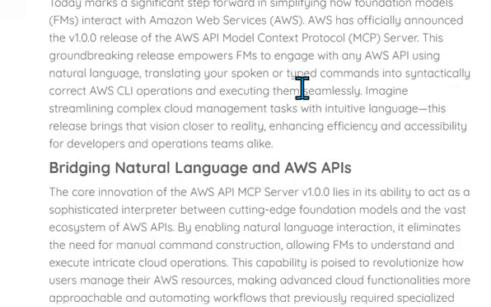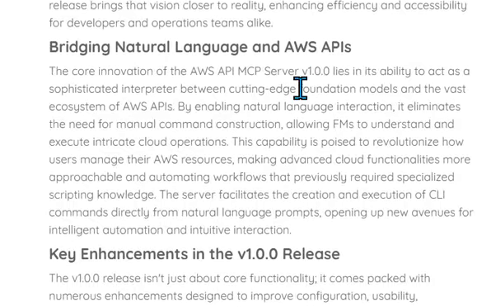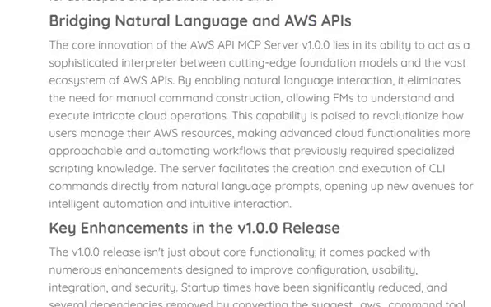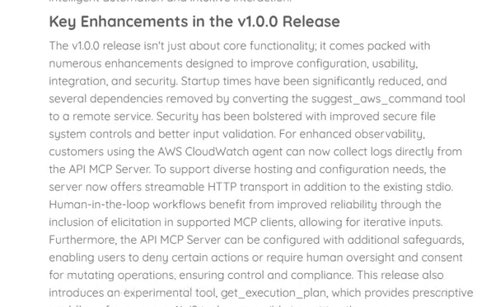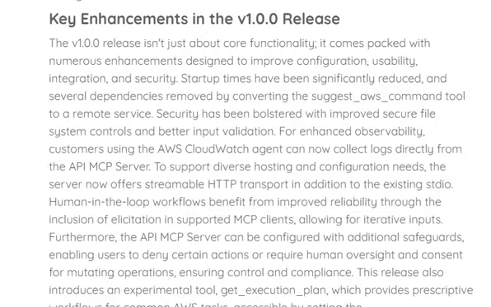Imagine streamlining incredibly complex cloud management tasks using nothing but your natural language, your spoken or typed commands, and having a system instantly translate that into syntactically correct AWS CLI operations and execute them flawlessly. That vision is now a significant step closer to reality, enhancing efficiency and accessibility for everyone from seasoned developers to operations teams. So, what exactly is the AWS API MCP Server v1.0.0?